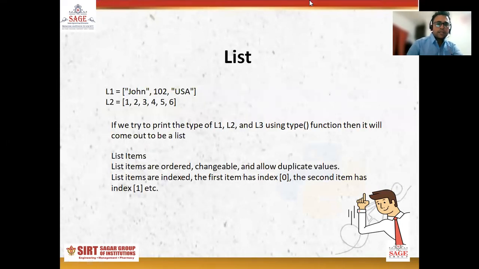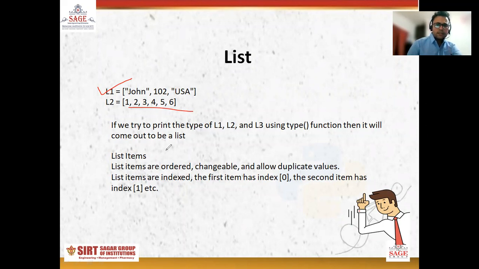Here I have given examples like L1 is equal to John, 102, USA and L2 is equal to 1 2 3 4 5 6, right? So if we try to print the type of L1, L2, and L3 using the type function, then it will come out to be a list.